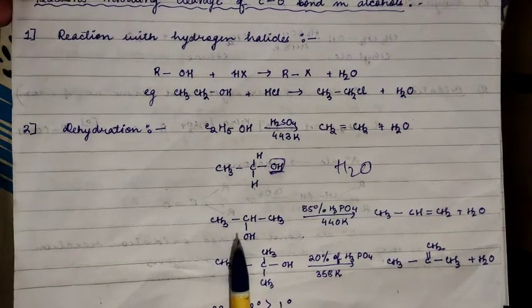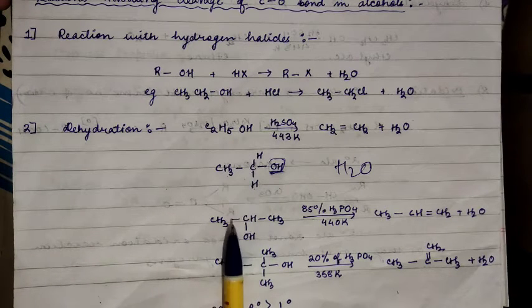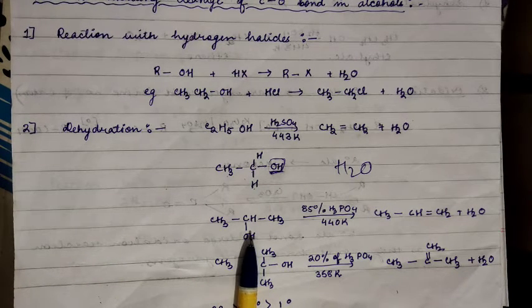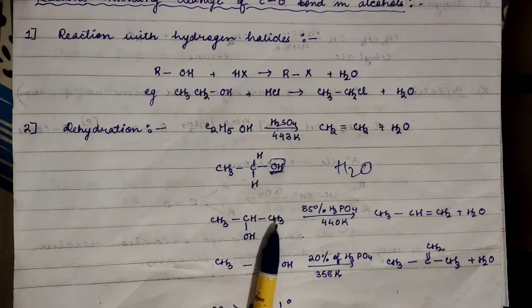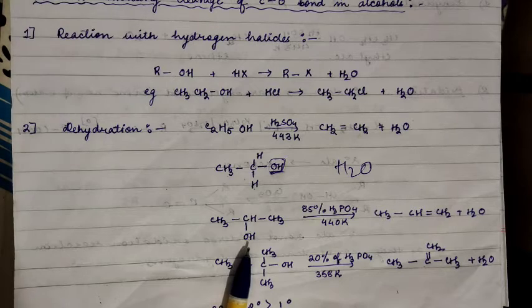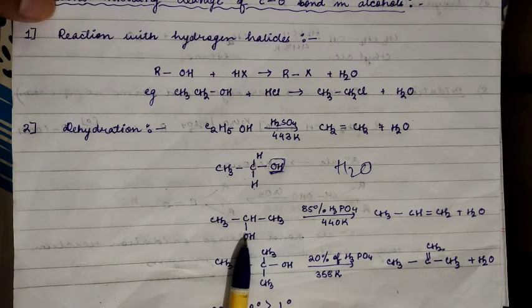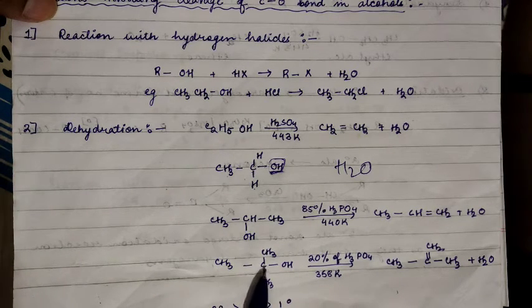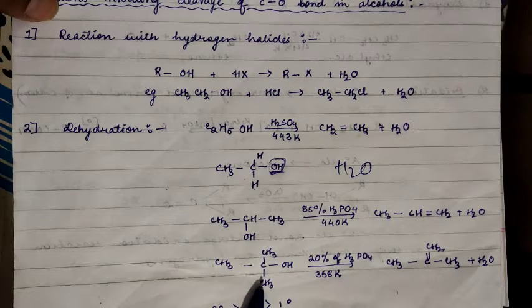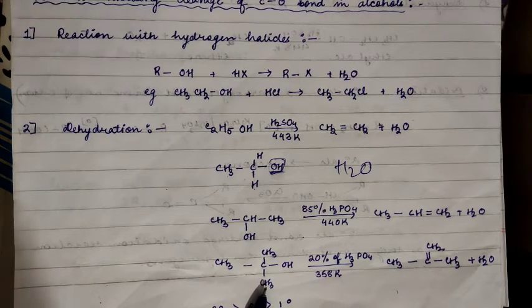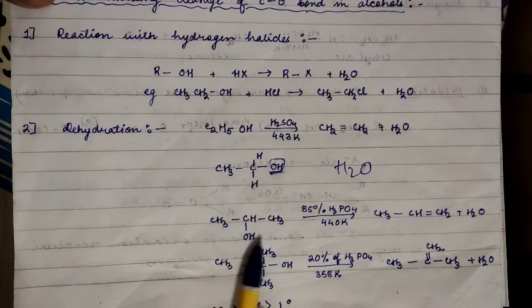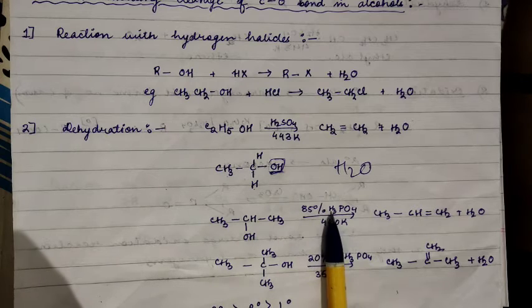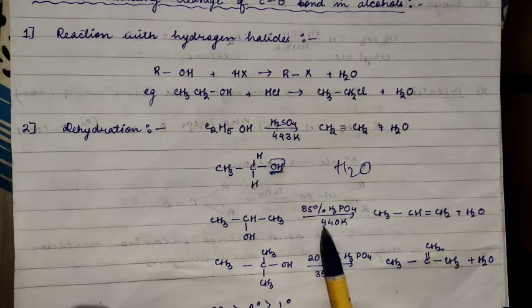Next is another reaction. This is the primary alcohol and this is the secondary alcohol. How does it become a secondary alcohol? Because this carbon is attached to two alkyl groups, and this carbon is directly attached to the functional group. In the case of tertiary alcohol, the carbon is attached to 3 alkyl groups. Here similar alkyl groups are given, but different alkyl groups are also possible. So this is the alcohol, and here H3PO4 is added along with a temperature of 440 Kelvin.